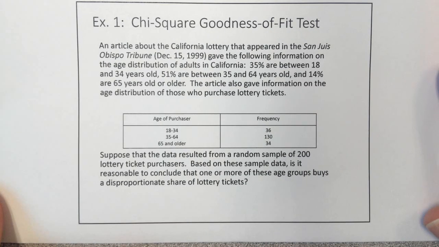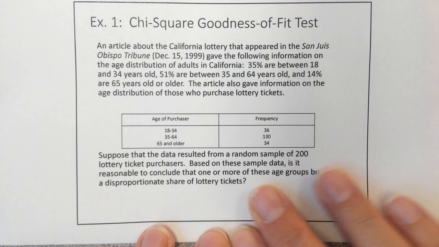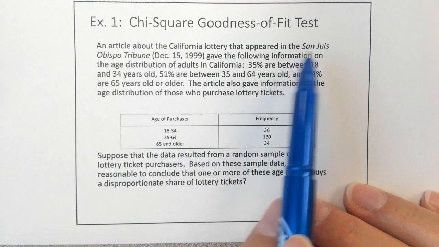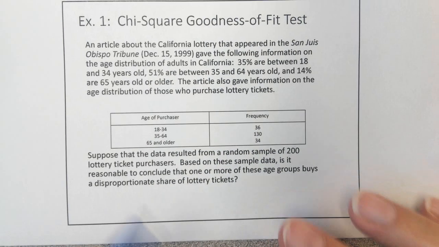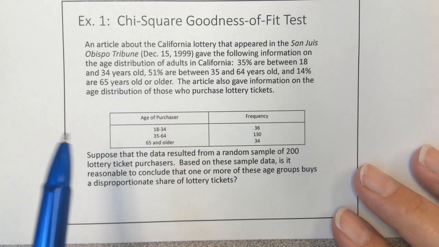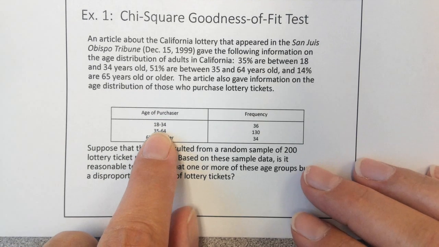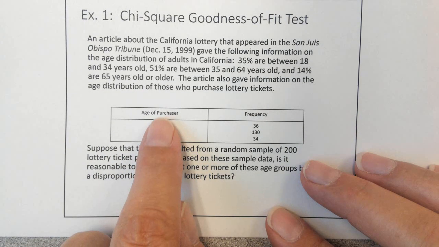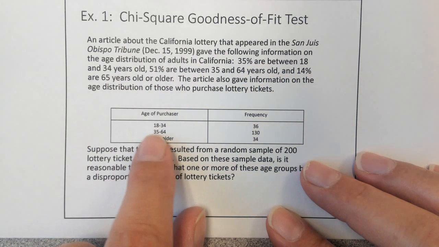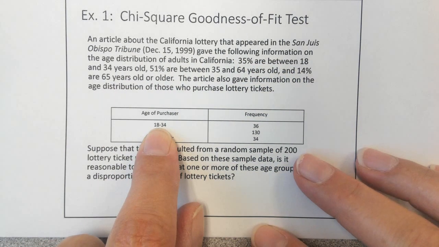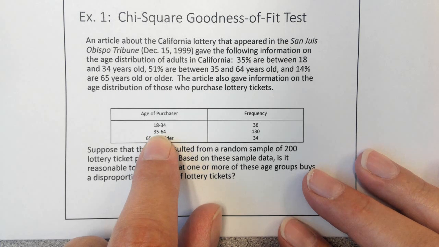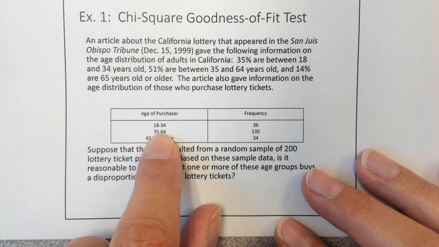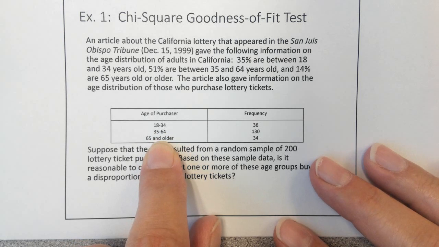We have an article about the California lottery that appeared in a newspaper back in 1999 that gave the following information on age distribution of adults in California. 35% between 18 and 34 years old. So we have those categories down here, and those are categories, which makes this categorical data. 51% are between 35 and 64 years old, so that's the second category, and 14% are 65 years or older.